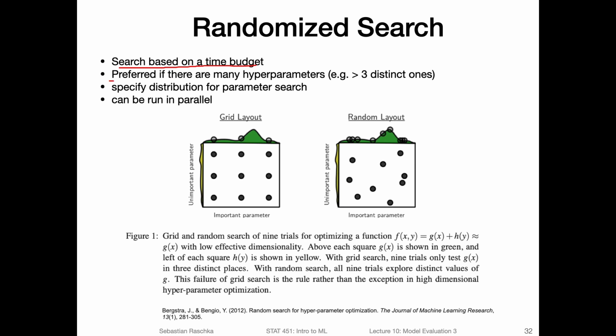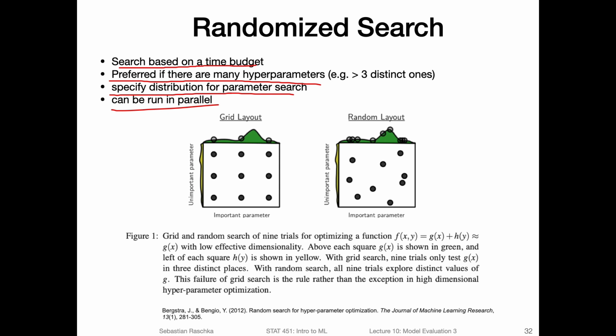And yeah, this is usually preferred if you have many hyperparameters to consider, for example, more than 3. If you have maybe 2 or 3, it's maybe not worth it. You can actually define a fine grid and use a regular grid search. But if you have more than 3 hyperparameters that you want to tune, I think using randomized search is actually a good idea. So like I said, you can specify a distribution for the parameter search, and I think that will also become more clear when I show you the code example. And similar to grid search, it can be run in parallel.